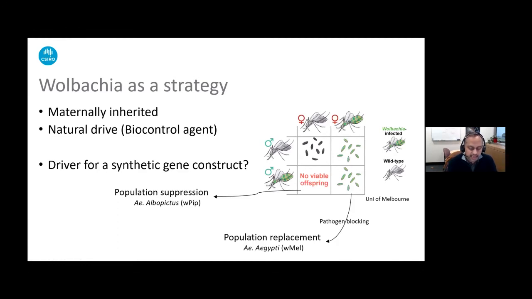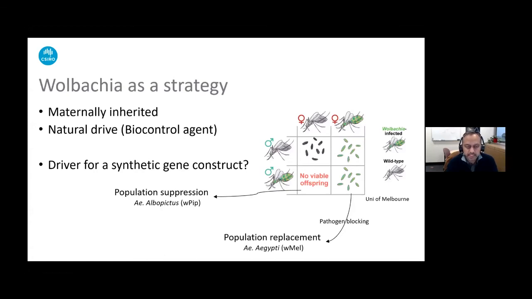Wolbachia is an intracellular bacteria, and this bacteria is transmitted maternally, so it's maternally inherited. It produces a natural drive, so it can be driven into a population when you infect a mosquito with this Wolbachia. This bacteria is naturally present in several insects. It's not present in some of the species of mosquitoes which are relevant for transmission of diseases like dengue or Zika. So in regulatory terms, it's not a gene drive.